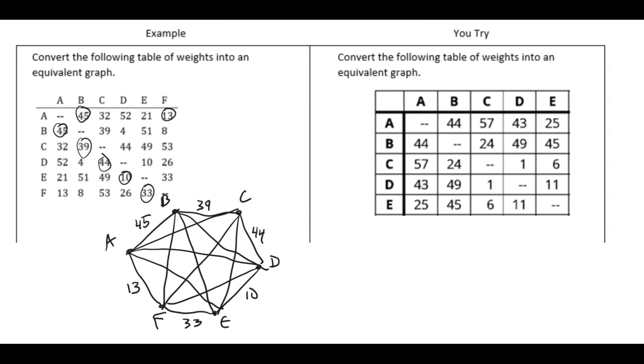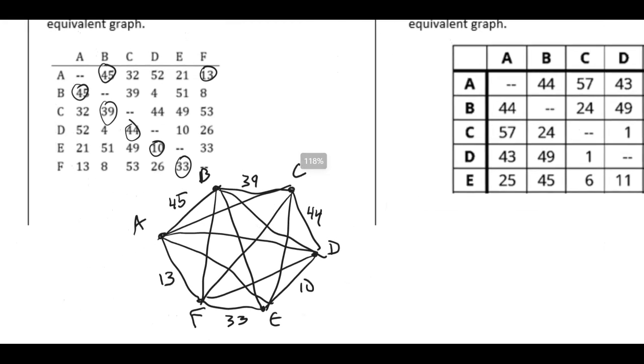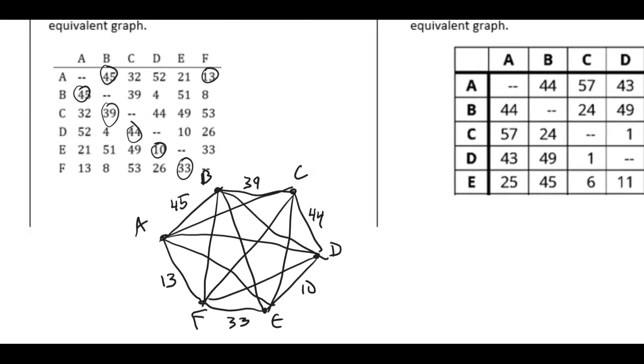The next ones are a little bit harder to label. There's just not a lot of room. Maybe I can make this a little bigger. So we need A to C, 32. I'm going to put that here. A to D is 52. I'll put that there, 52. A to E is 21.